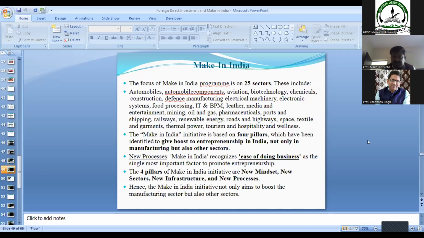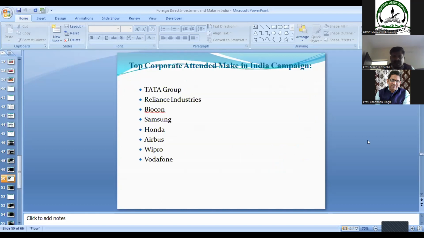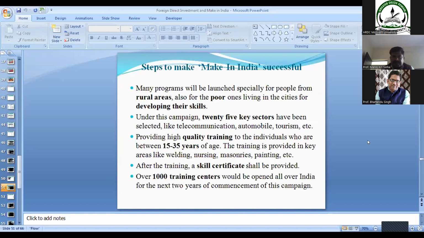It not only boosts the manufacturing sector, but the impact of Make in India can be seen on other sectors such as tertiary. These are the businessmen and business corporate houses that were present while our Honorable Prime Minister launched this scheme Make in India: Tata, Reliance, Samsung, Honda, Wipro, Vodafone. All these are the steps taken by the government to make Make in India successful.